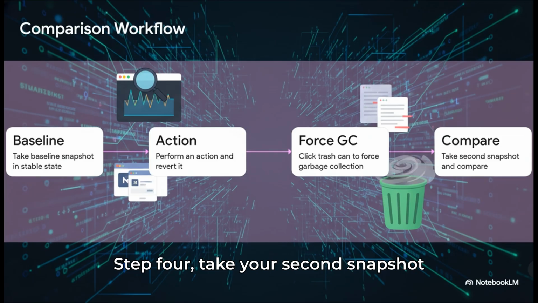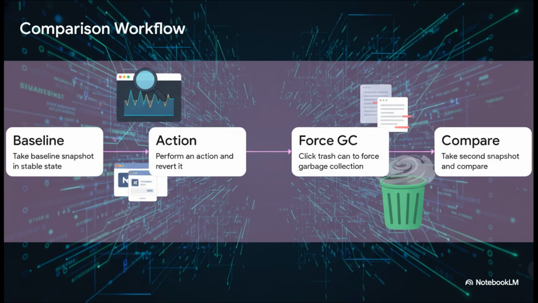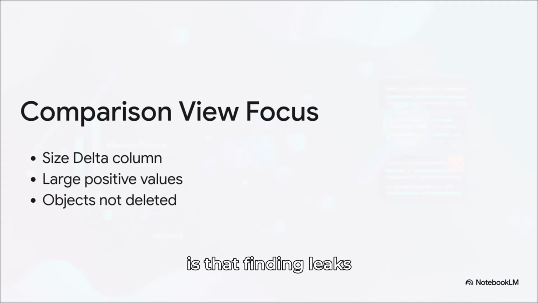Step 4, take your second snapshot and pull up the comparison view. The real secret here is that finding leaks isn't about staring at a massive static pile of memory. It's all about observing the delta, the exact changes between those two interactions. In the comparison view, you want to zero right in on the size delta column. You are actively hunting for large positive values tied to objects that were supposed to be completely temporary. Basically, objects that snuck in between snapshot 1 and snapshot 2 but refused to leave.